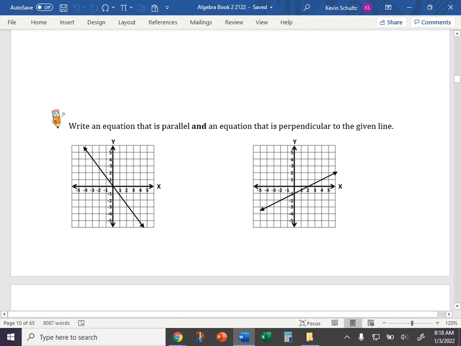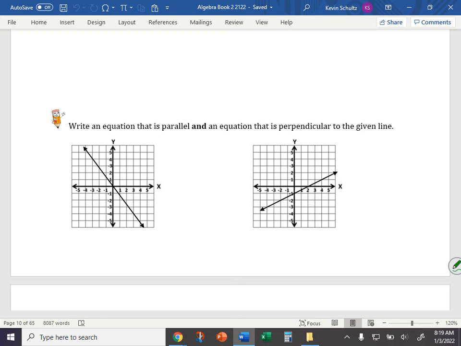The last ones say write an equation that is parallel and an equation that is perpendicular to the given line. So for starters here, Alex will start the last one. That's what you asked for here. What's the equation of the given line? Think back to last unit, unit 3, where we were given a line and we wrote the equation in slope-intercept form. What do we need to write an equation in slope-intercept form? We still need the slope and you need the y-intercept.